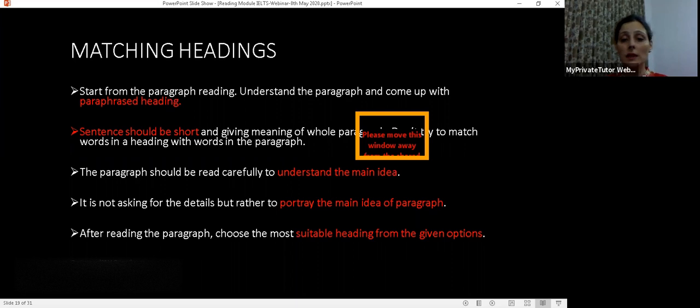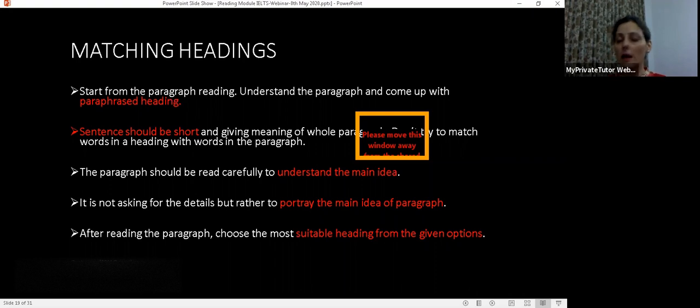The sentence should be short and give the meaning of the whole paragraph. And please try not to match the same words that are mentioned in the paragraph. You have to create it, but it should be related and give the exact meaning of what the passage is giving you. The paragraph should be read carefully to understand the main idea. Yes, you have to understand it. It's not a lengthy paragraph. We have never heard that it's going to be a very lengthy paragraph.